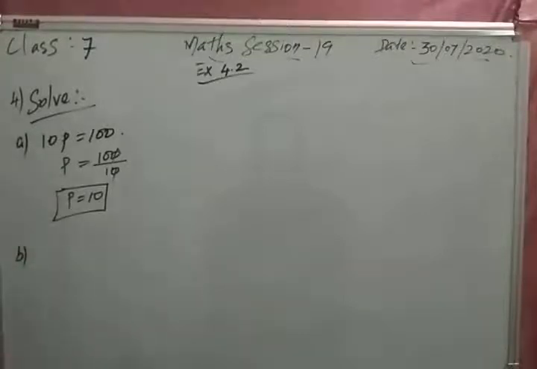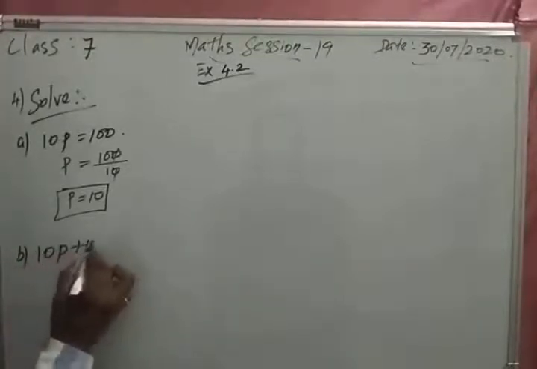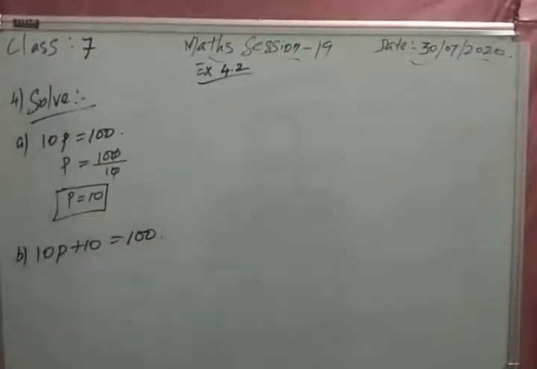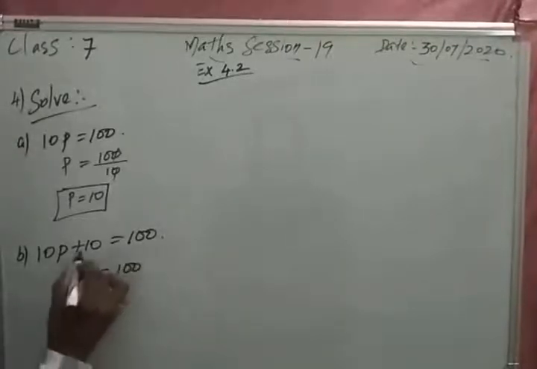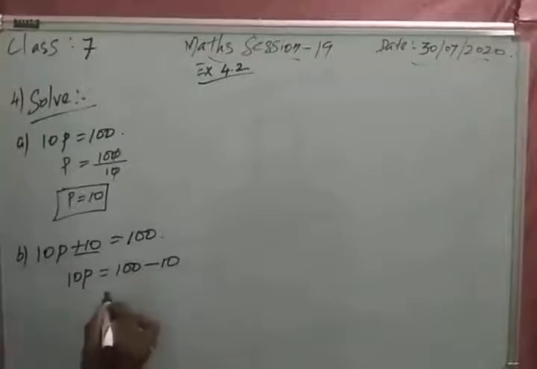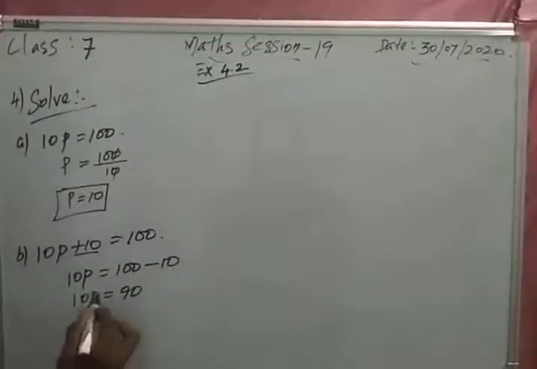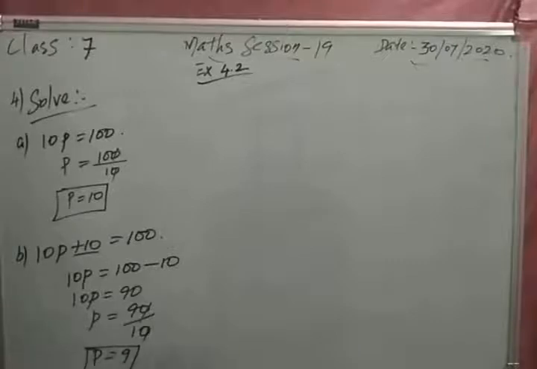Second, B also. What have they given? 10p plus 10 is equal to 100. First, here also we take the summation term to the other side. So keep the variable on the left side. 10p is equal to 100 minus 10, which is equal to 90. 10p is equal to 90. Then p is equal to 90 divided by 10, so p is equal to 9. Understood? This one we can just do normally, no need for using words and all, just do it directly.